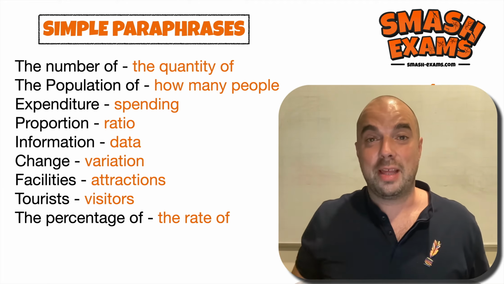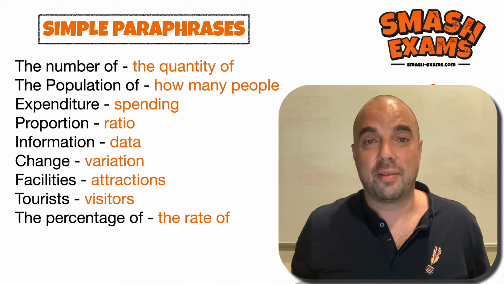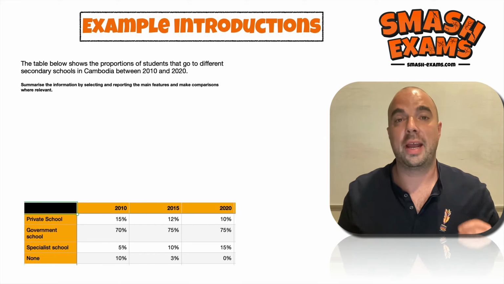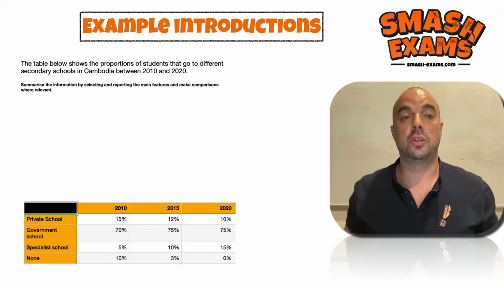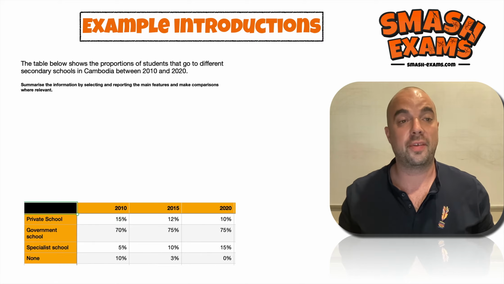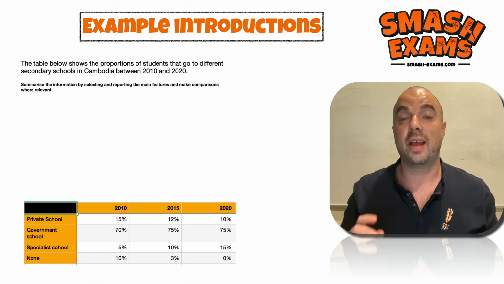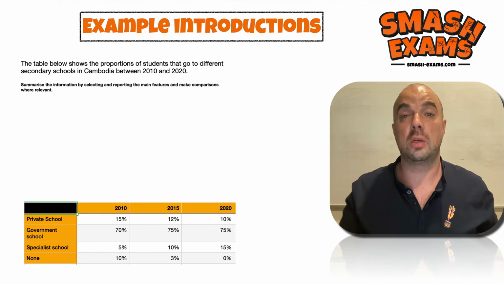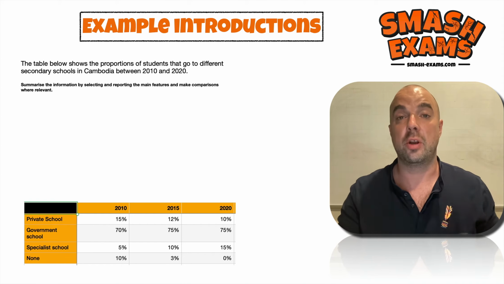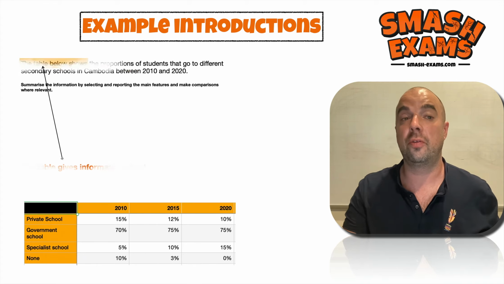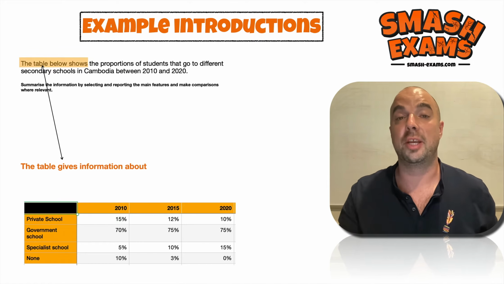Pause the screen, write them down, and let's have a look at some examples. First example that we're going to look at is about the table. It says the table below shows the proportions of students that go to different secondary schools in Cambodia between 2010 and 2020. So using what we've learned from this video so far, we know that we can change the table below shows to the table gives information about.